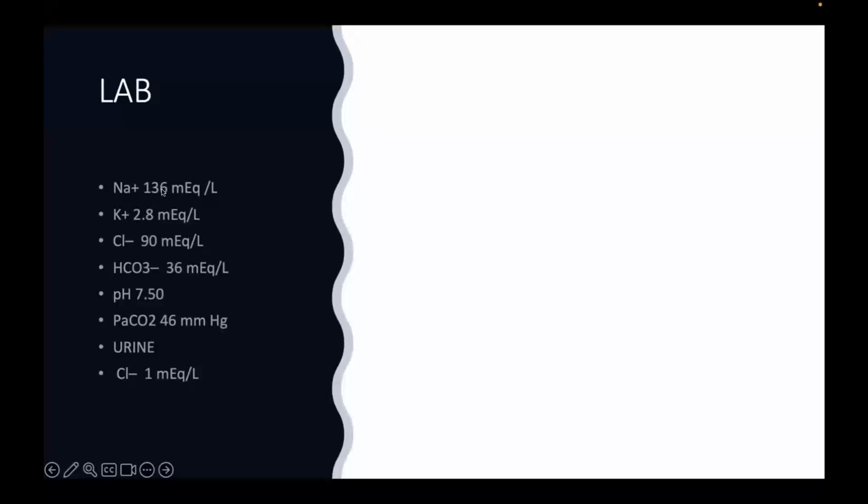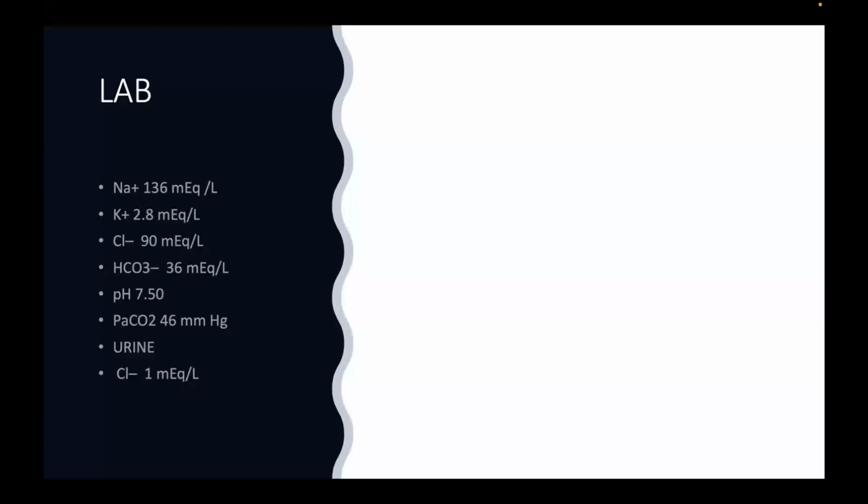This is the lab picture. It shows sodium of 136, potassium 2.8, chloride of 90, bicarb 36, pH of 7.5, PCO2 of 46 and urine chloride 1. Okay. How will you approach this patient?